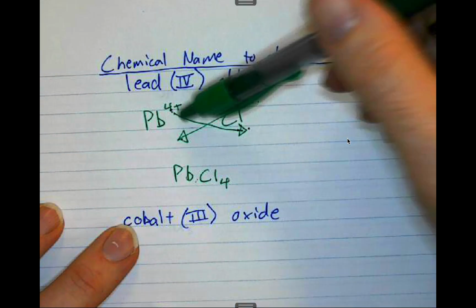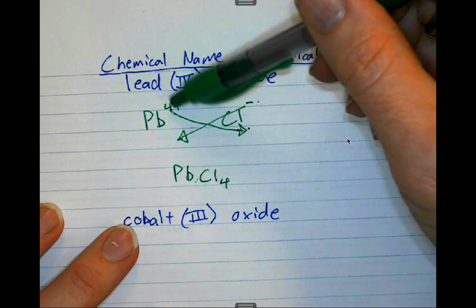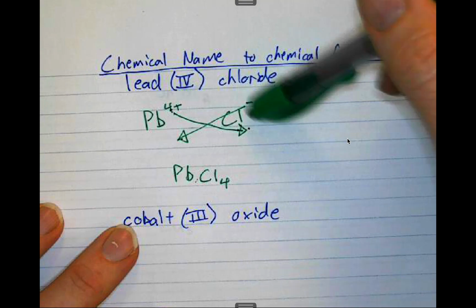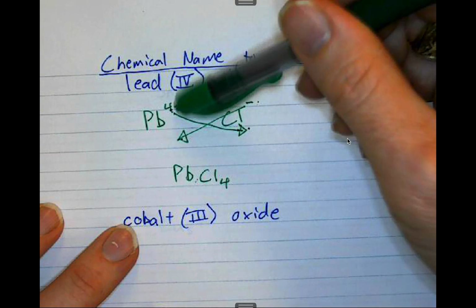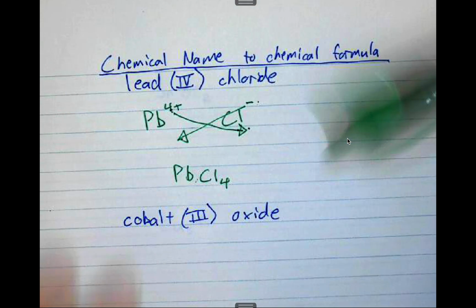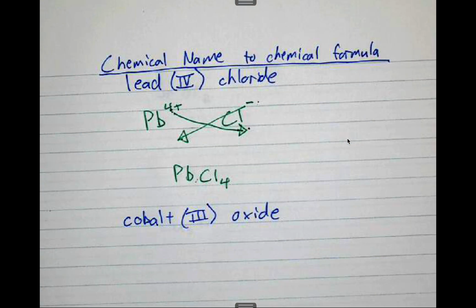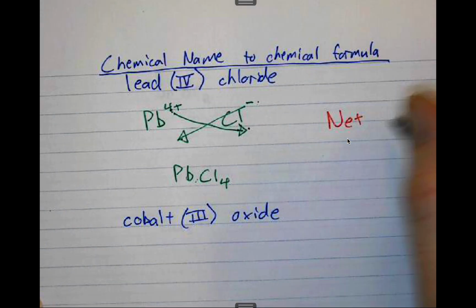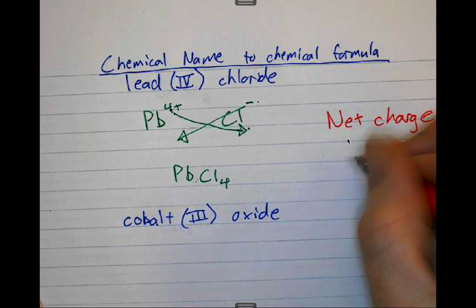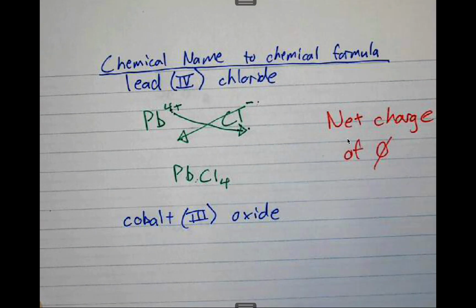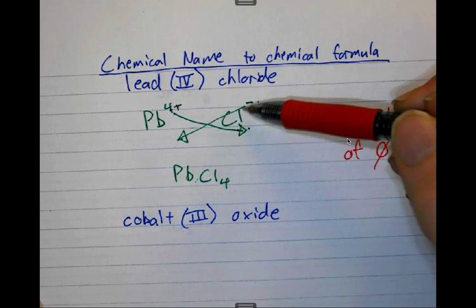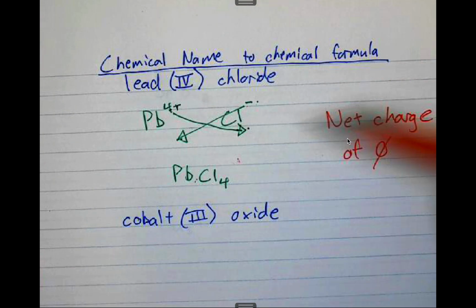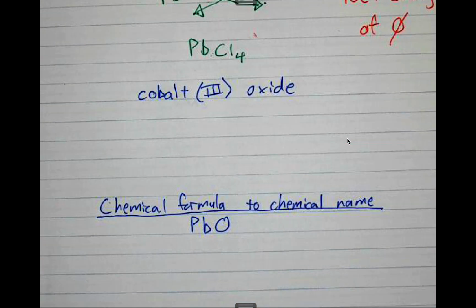If you really think about it, there's a 4 positive charge, and this is a -1 charge. So you need 4 chlorines to cancel out this +4. We're trying to get a net charge of 0. We want a net charge of 0. Okay, that's what we're looking for. We want to cancel out the positives and the negatives so that the net charge of the whole molecule is 0. We look at cobalt 3 oxide.